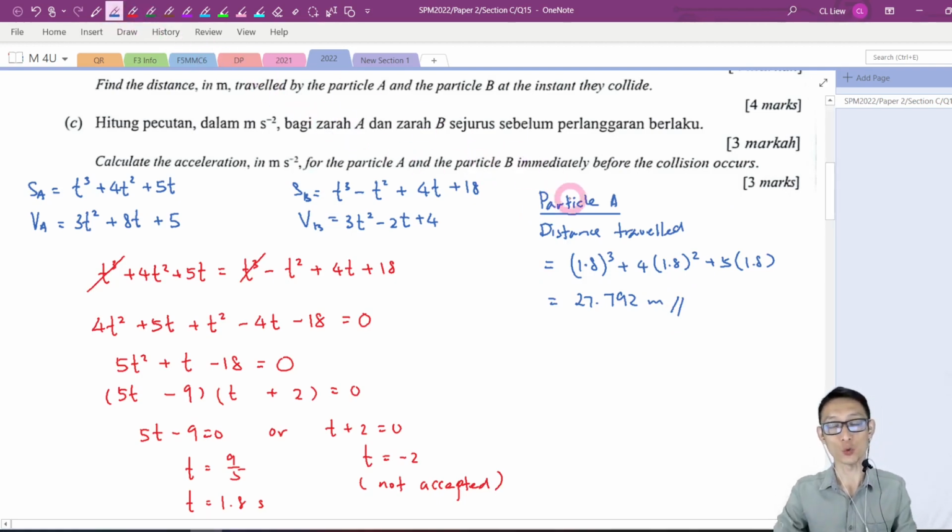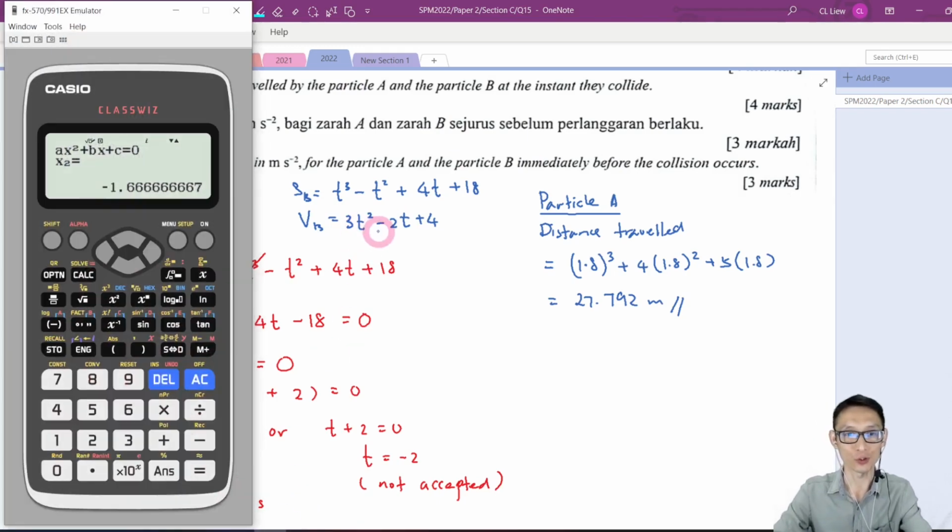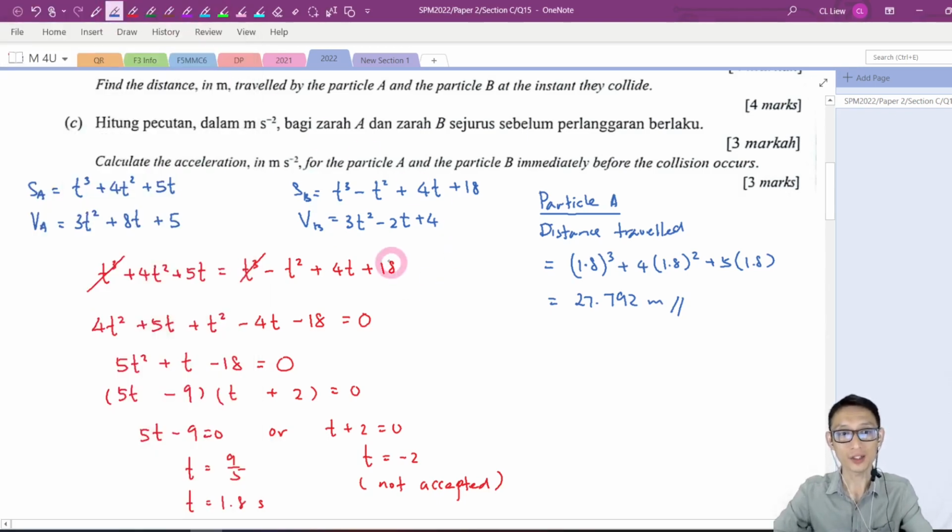Okay, now let's try to find the distance for particle B. If you press your calculator for this one, what we did just now, we want to find where the particle starts to turn back. When you press your calculator, 3, -2, 4, you will get a complex number, right? This means no real root. So it means that this graph will not touch the horizontal axis. So from here we know that this particle will not turn back as well.